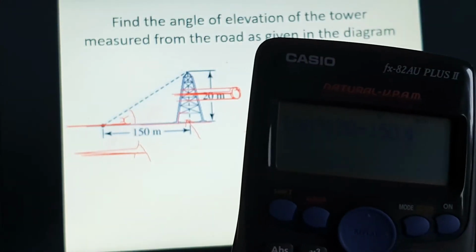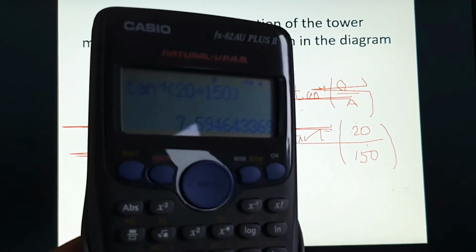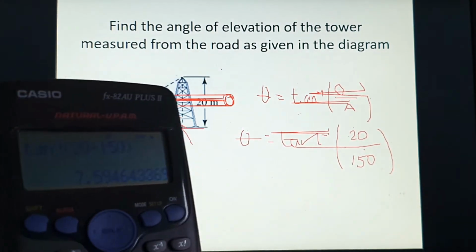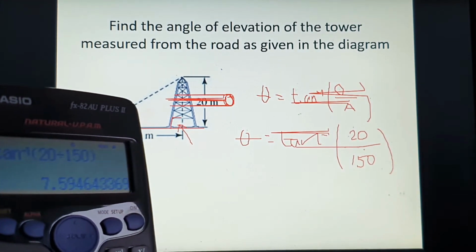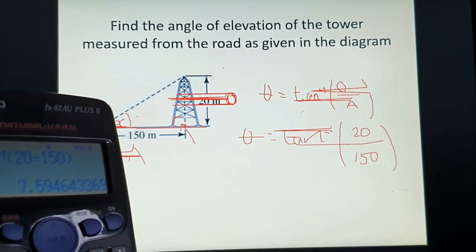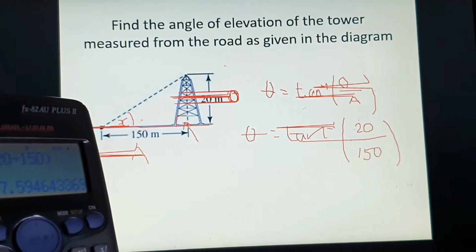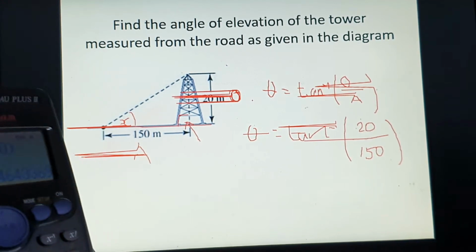Oh, can you see? The answer is 7.59. And the answer obviously will be in degrees because it's the angle that I'm looking for. So it's only a very small angle, okay, between the ground and looking up at the top of the tower that's 150 meters away from you, and the tower's 20 meters tall.